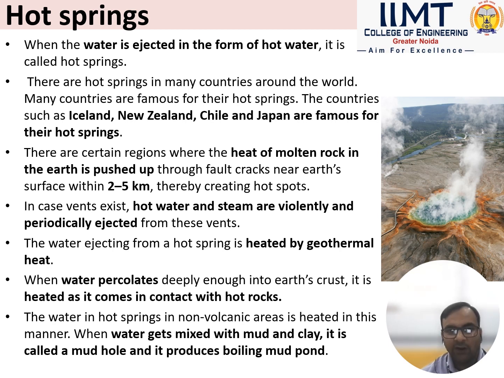So, heat of molten rock. The earth's heat is pushed up through fault cracks near the earth's surface, within 2 to 5 kilometers. So actually in these hot springs, this hot water or superheated steam is coming out from inside the earth from 2 to 5 kilometers. So it's by nature itself. These hot springs are available worldwide. So hot water and steam are violently and periodically ejected.